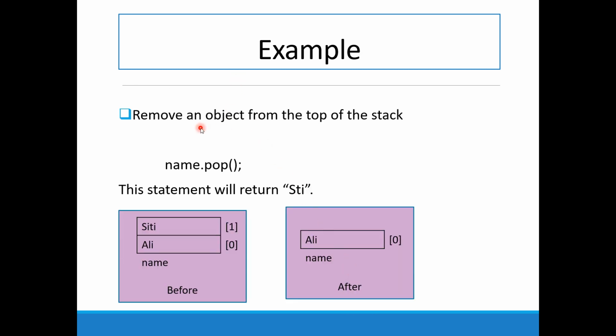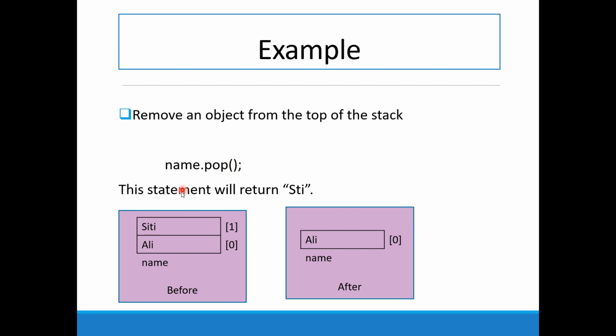Example here, remove an object from the top of the stack. Okay, name.pop. Nampak tak? We just write down the name of the stack, which is name, dot pop. And then bracket lah. Okay. Kita tak perlu letak pun apakah elemen yang kita nak remove. Okay, kita just type macam ni. Nama stack tu dot pop.